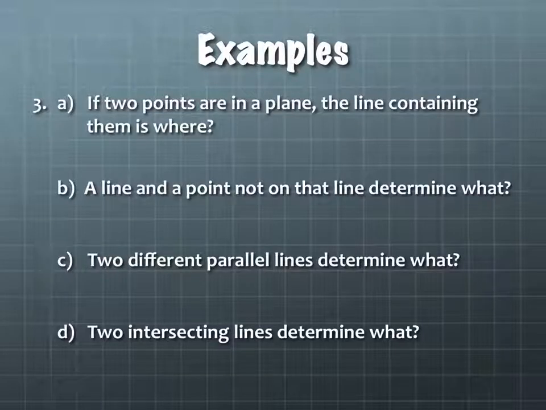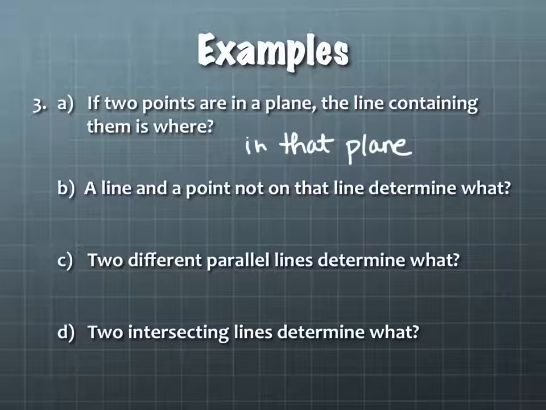All right, we'll do one more example. Example 3. If 2 points are in a plane, the line containing them is where? Where would it be located? In the same plane. Yeah. So in that plane, or in the same plane. All right, you don't go out of the plane to connect to those 2 points.